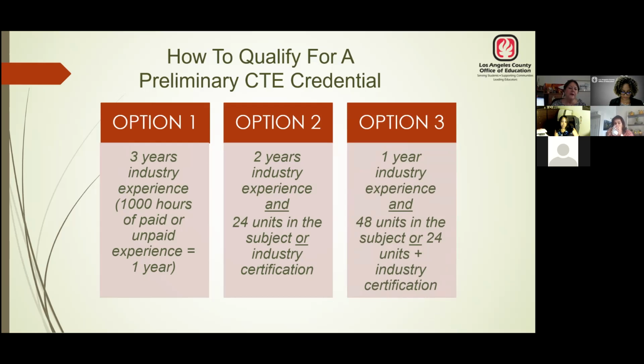And then third is if the individual only has 1 year of industry experience, only 1,000 hours, but they have 48 semester units in the subject, or they have 24 semester units plus the industry certification. So that will get them to those 3 years.